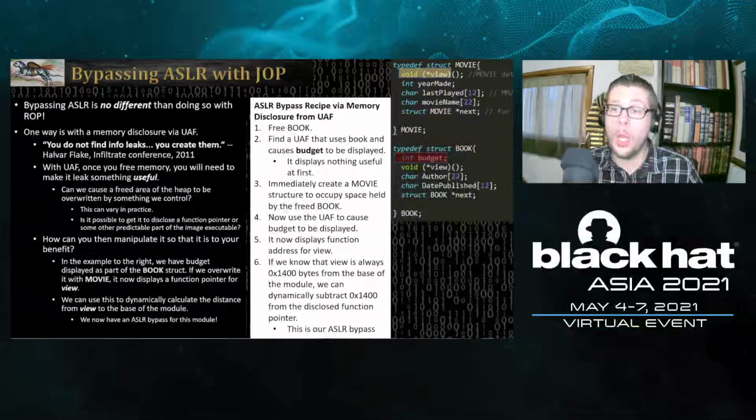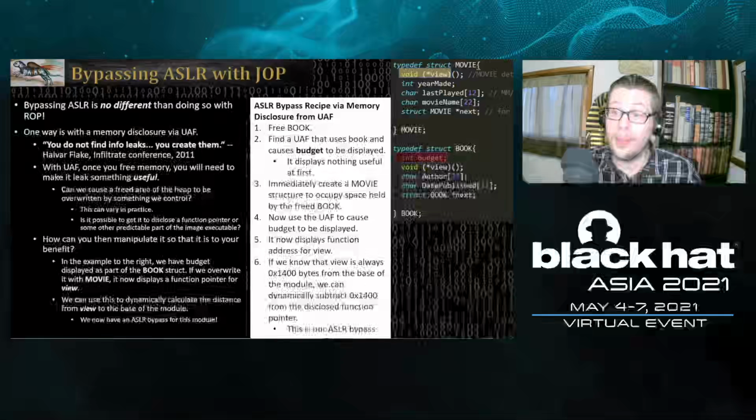Well, we can instead go and overwrite that allocation with a similarly sized structure. And instead of an integer at the first offset, maybe we'll have a function address. And thus, instead of displaying a random integer or nonsense, we are leaking a function pointer. From that, we can extrapolate the base address of the DLL. And this is the ASLR bypass that we want. If you do this, you bypass ASLR.